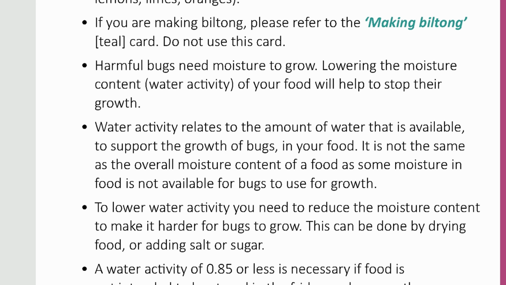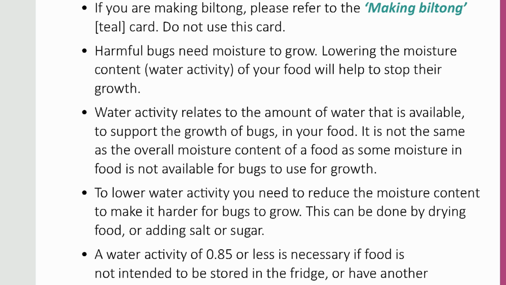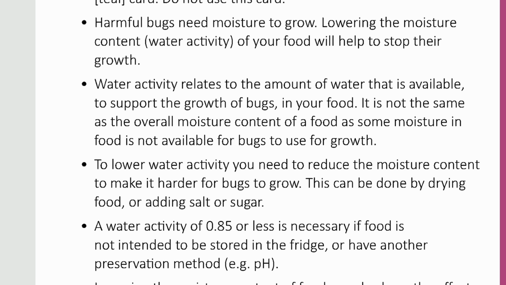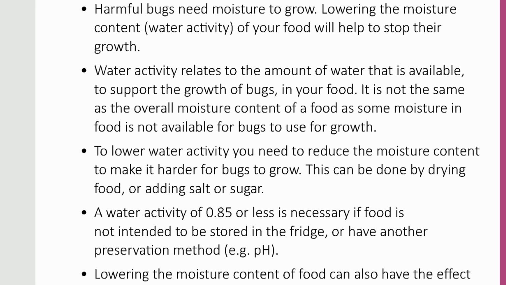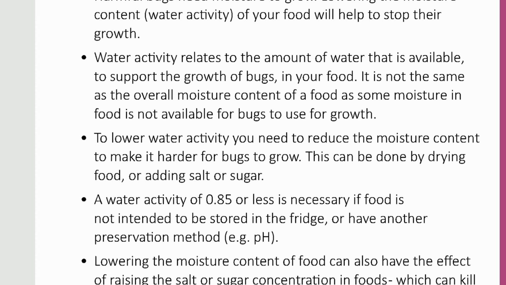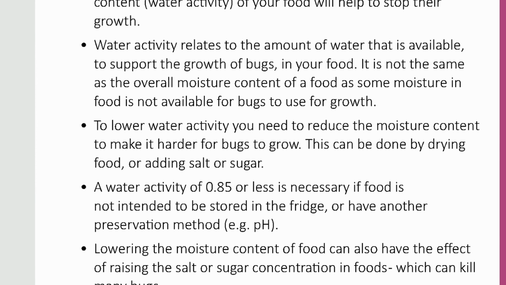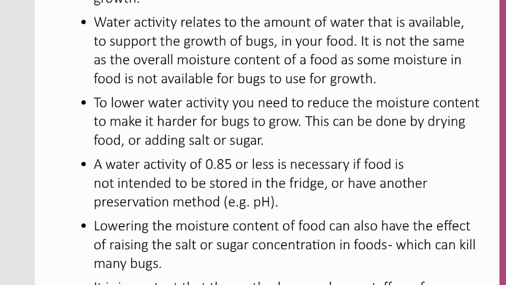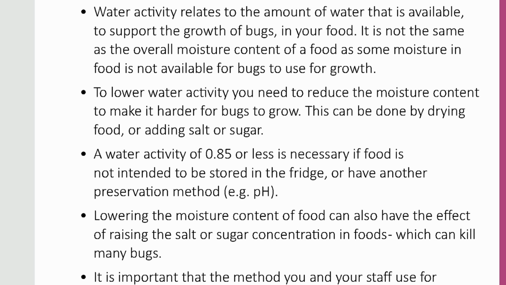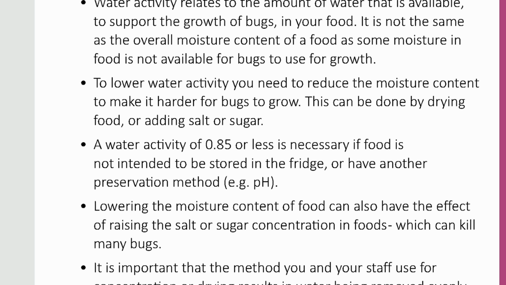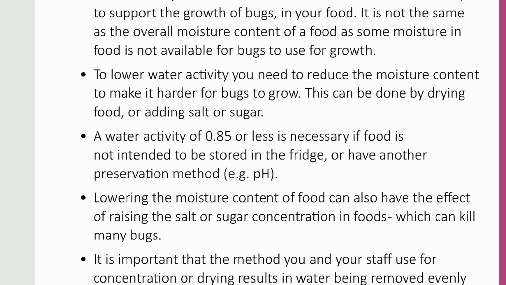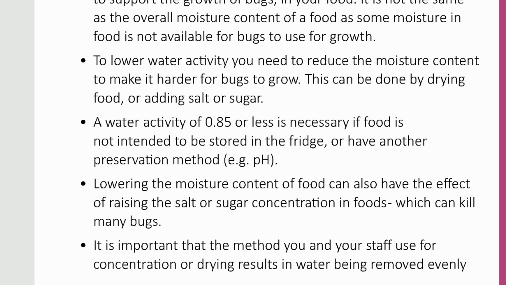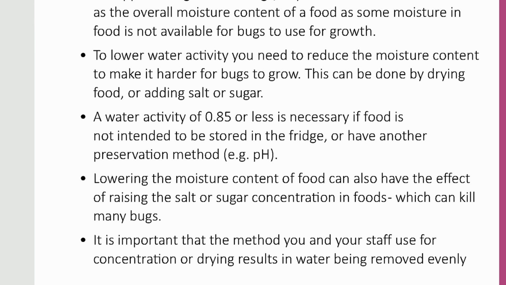To lower water activity, you need to reduce the moisture content to make it harder for bugs to grow. This can be done by drying food or adding salt or sugar. A water activity of 0.85 or less is necessary if food is not intended to be stored in the fridge or have another preservation method such as pH. Lowering the moisture content of food can also have the effect of raising the salt or sugar concentration in foods, which can kill many bugs.